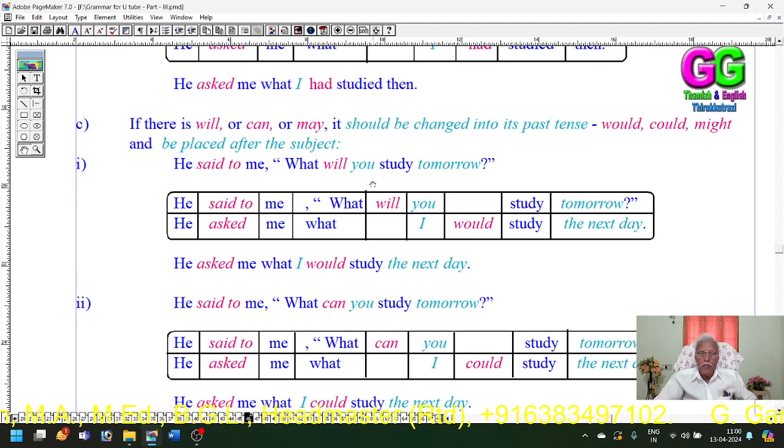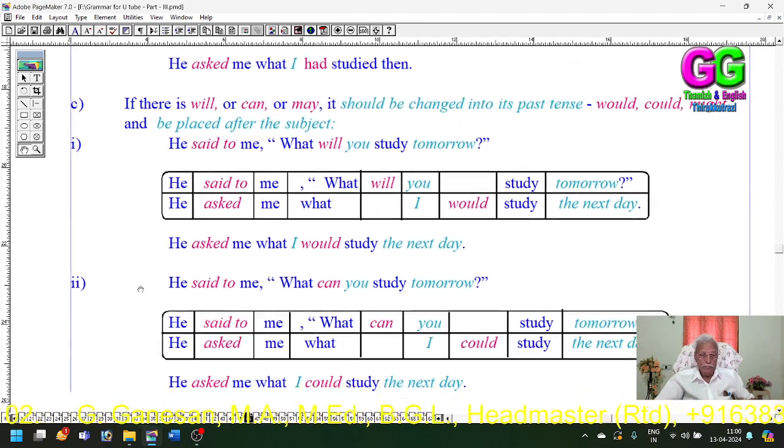He said to me, "What will you study tomorrow?" Said to asked, what. Will is changed into would and placed after the subject. No change to the other verbs should be done. You refers to me and has been changed into I. Tomorrow becomes the next day, an adverb. He asked me what I would study the next day.